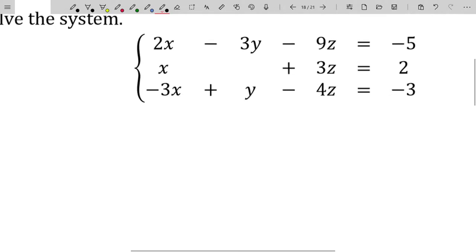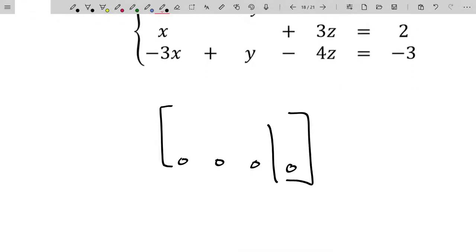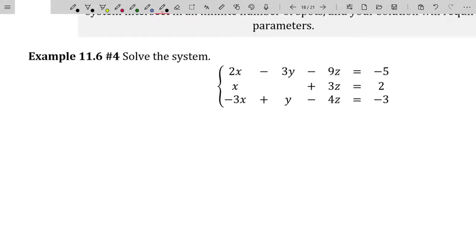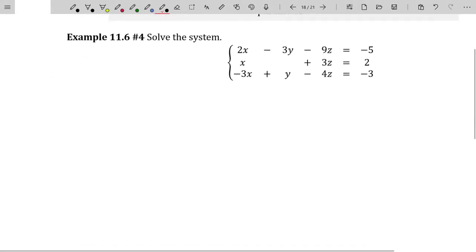your augmented matrix, as you're going through and doing the Gauss-Jordan elimination method, will end up with a row full of zeros. If it has a row full of zeros, let's just say it looks like this, that means that one of your equations is this, 0 is equal to 0. That is, you have an identity, which means that you have an infinite number of solutions. And therefore, you have to parametrize your solution set. We'll go ahead and see how that's done in this example.